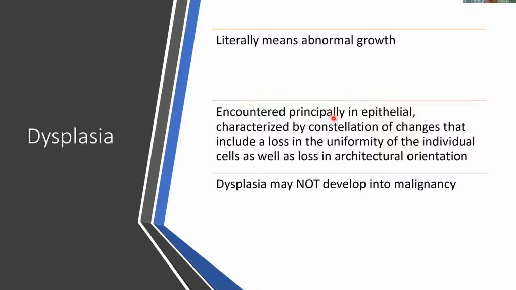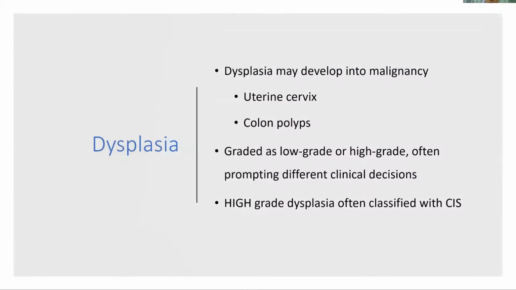Dysplasia means abnormal growth. Dysplasia is accounted principally in epithelial lesions only. It is characterized by changes in the individual cells and also in the architectural orientation of the cells. But dysplasia is not a malignancy yet. It's a precancerous lesion before developing into malignancy. For example, we can see dysplasia in the ectocervix and colonic polyps. When we say it's a dysplasia, further we need to grade them. Is it low grade or high grade? Because they carry different treatments.